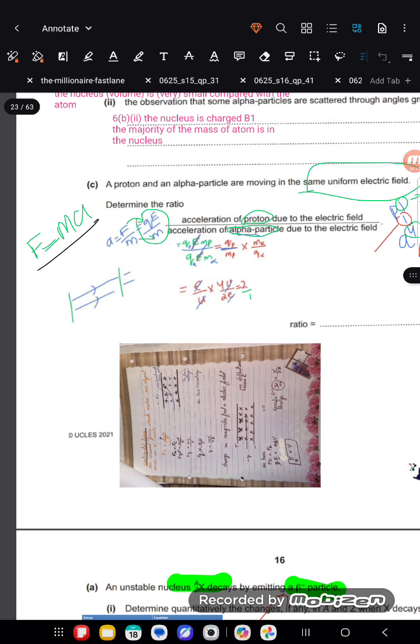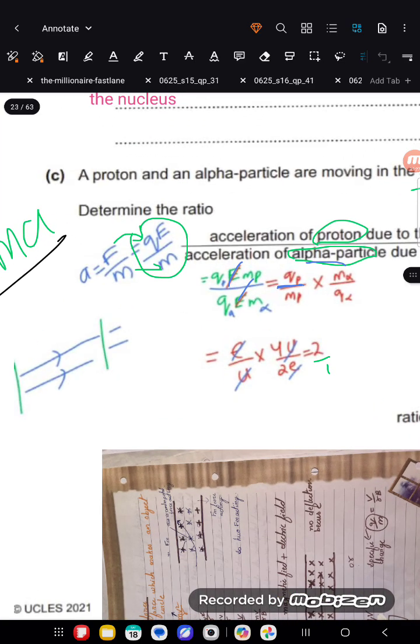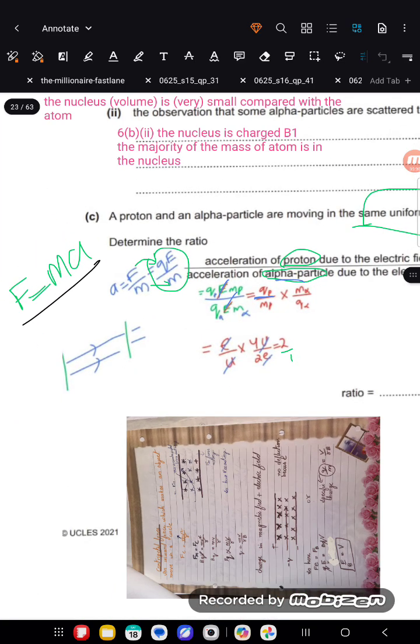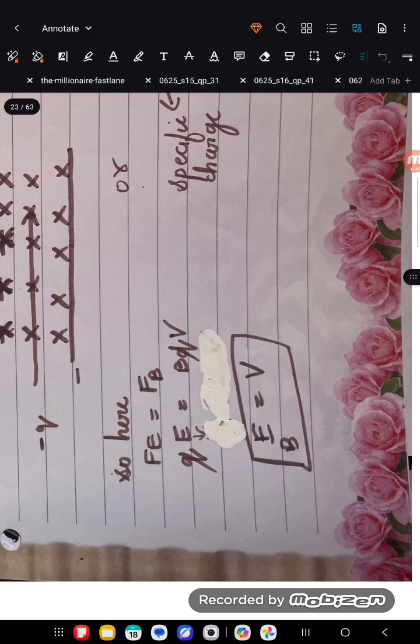This is in electric field, okay, proton, and this is for alpha particle. So here the acceleration formula is acceleration equals force divided by mass. Okay, so here the force is the force of the electric field, which is QE.